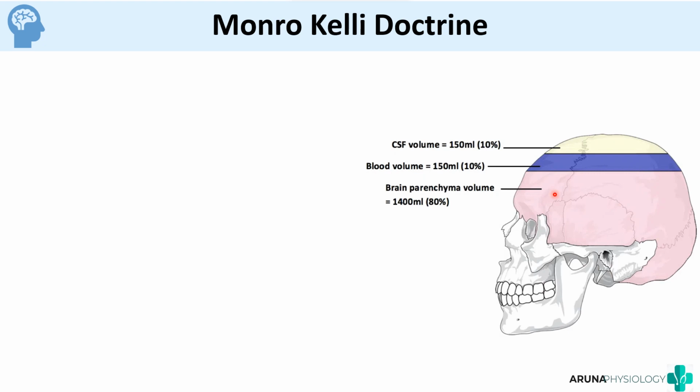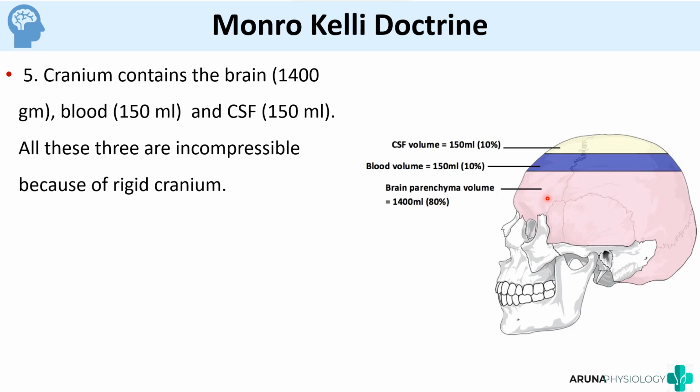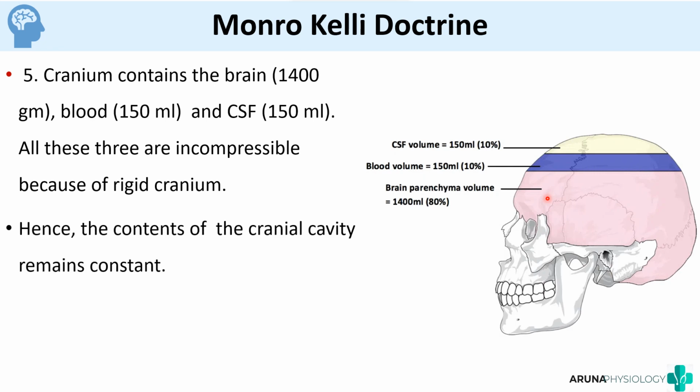So the Monroe-Kellie doctrine is that the volume of all these three, that is the brain parenchyma, the blood volume and the CSF, should be maintained at a constant level. The cranium contains the brain, blood and the CSF, and all these three are incompressible because of the rigid cranium. Hence the contents of the cranial cavity remain constant, and this is known as the Monroe-Kellie doctrine.